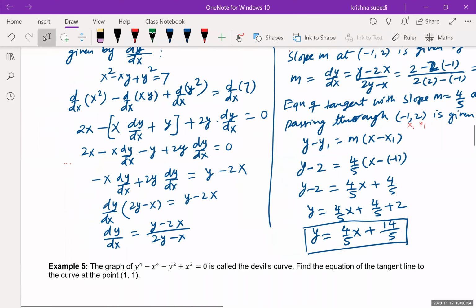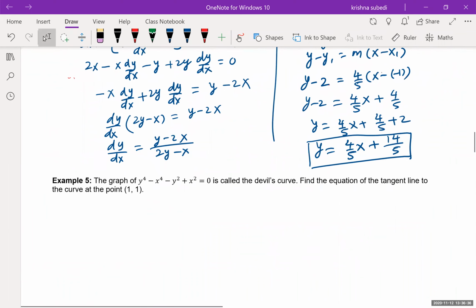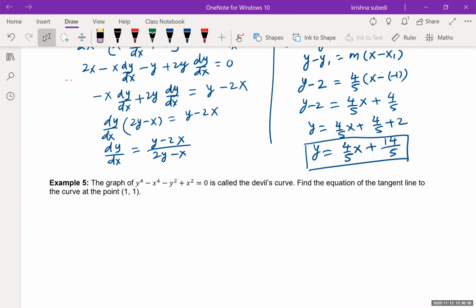Okay, all right, so let's try one more question similar to that. The graph of y to the power 4 minus x to the power 4 minus y squared plus x squared equal to 0 is called the Devil's curve. If you draw the graph of this equation, that curve is called the Devil's curve. We want to find the equation of the tangent line to the curve at the point 1, 1.